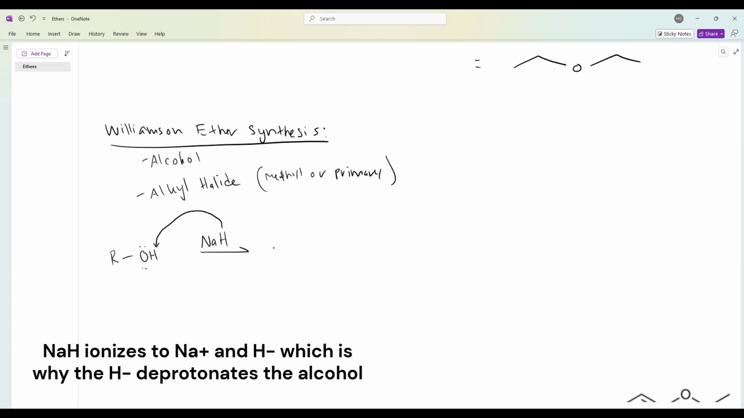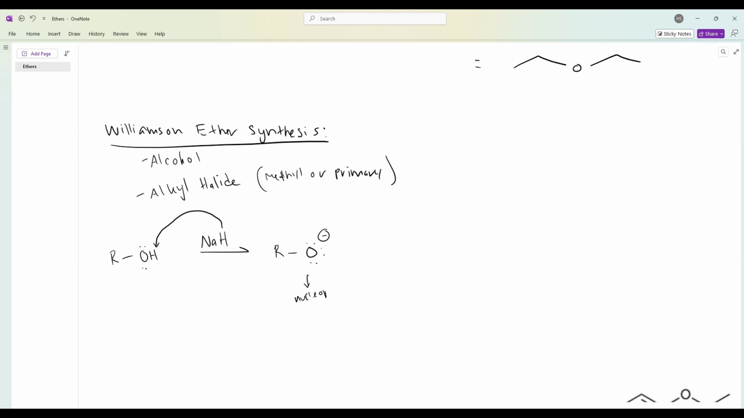And then what we're going to have is our oxygen connected to the R group. And now that this oxygen is negatively charged, it will act as our nucleophile.